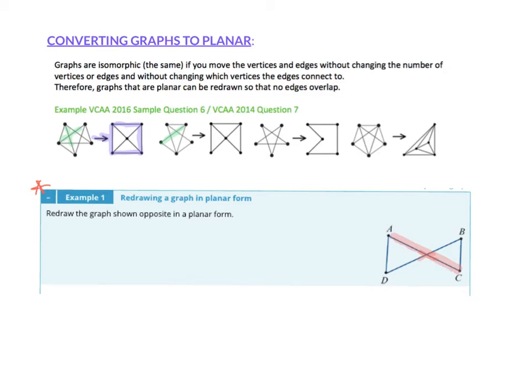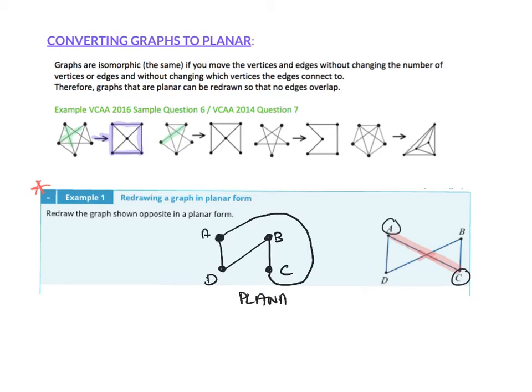So if I go and draw this graph, I still got A going down to D, and still going up to B, and it's still going down to C. But what I'm going to do now is connect A and C without crossing. So I might go like that. So can you see I've redrawn it without them crossing? So now this is planar, and this is non-planar. So we can look at that.